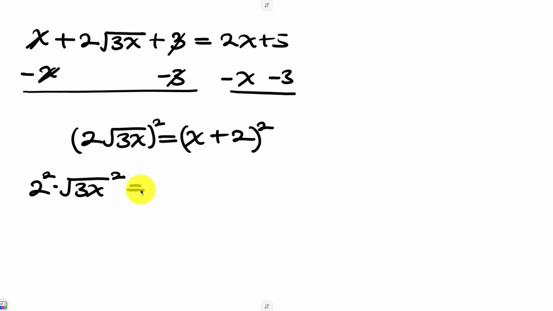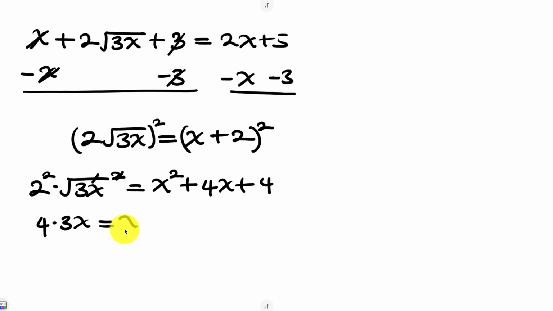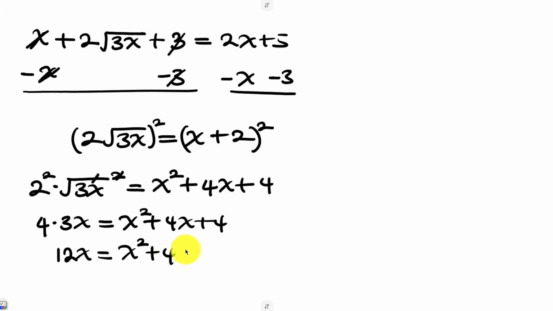And this is equal to, now expanding the right-hand side, we have x squared plus 2 times x times 2, that will be 4x, and then plus 2 squared is 4. So this is 2 squared, that is 4. Now this 2 cancels out the square root, leaving behind 3x. And then this is equal to x squared plus 4x plus 4. Now multiply these two together, we have 4 times 3x is 12x. This is equal to x squared plus 4x plus 4.